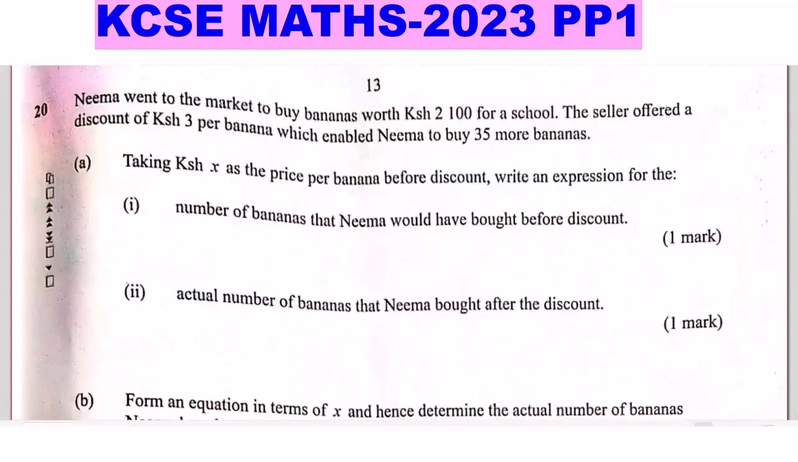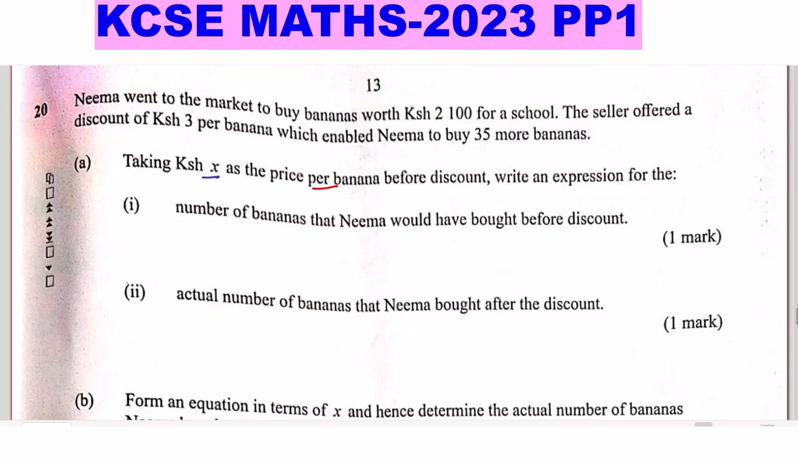Question 20. Naima went to the market to buy bananas worth 2,100 shillings for a school. The seller offered a discount of 3 shillings per banana, which enabled Naima to buy 35 more bananas. Part A: taking X shillings as the price per banana before the discount, write an expression for 1. the number of bananas that Naima would have bought before the discount.